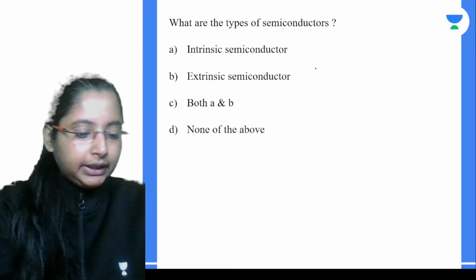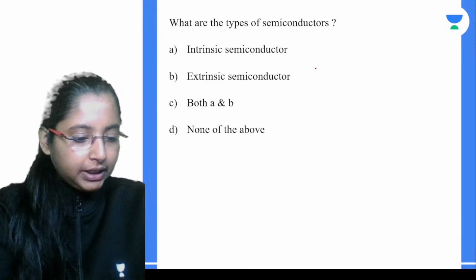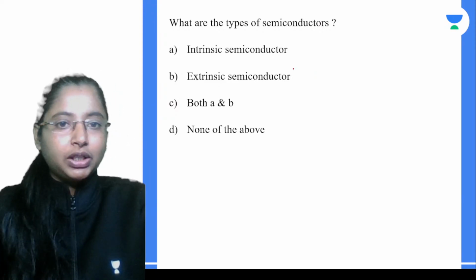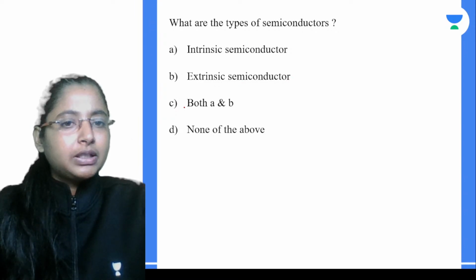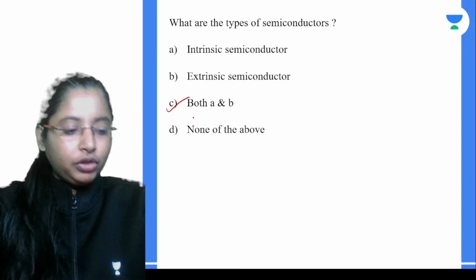What are the types of semiconductors? What do you think are the types of semiconductors? Very simple over here. Intrinsic semiconductors and extrinsic semiconductors. These are the types of semiconductors, both A and B.